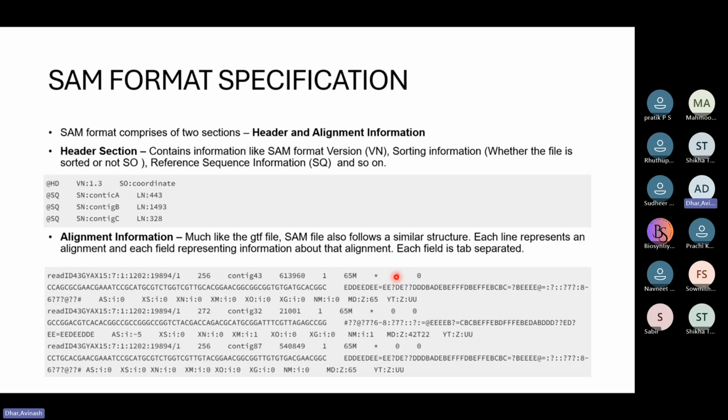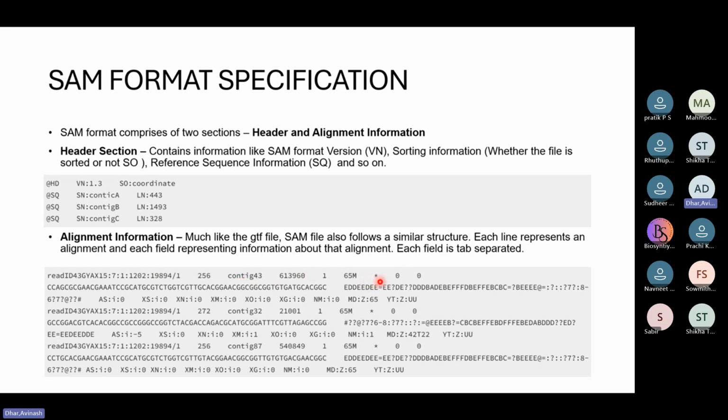Then you have this column here that indicates the position of the alignment. So when you have established that the reverse read is aligning somewhere, then you would also want to know the position of the alignment. Like you have here, base number 6,13,960, this read, the forward read, started alignment against the reference contig 43.